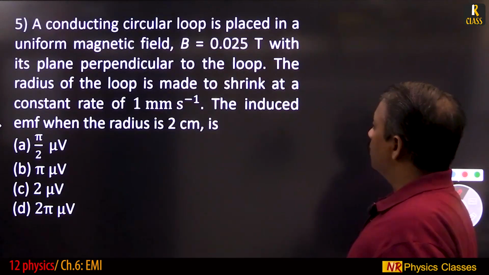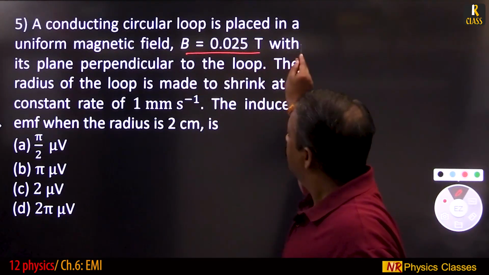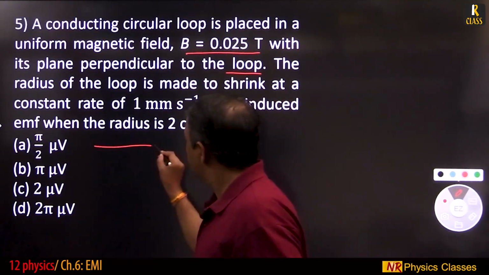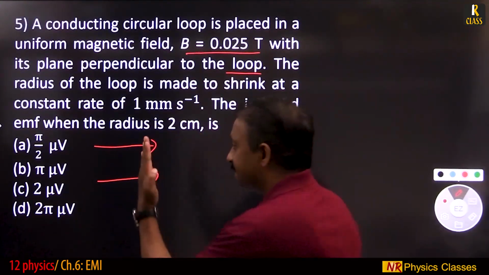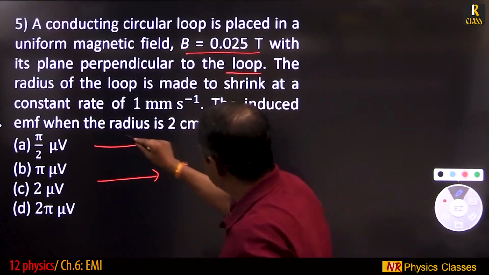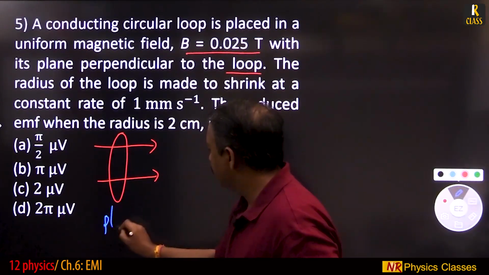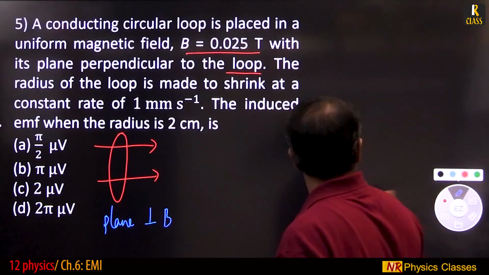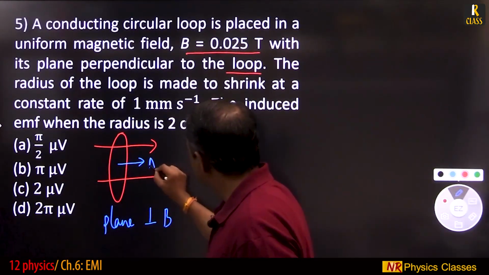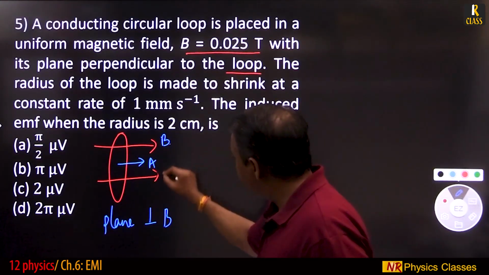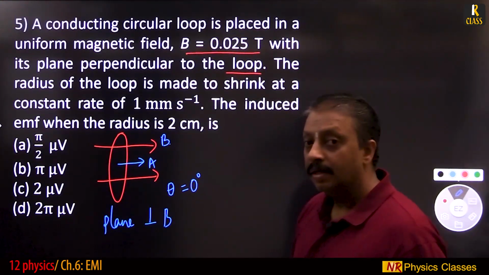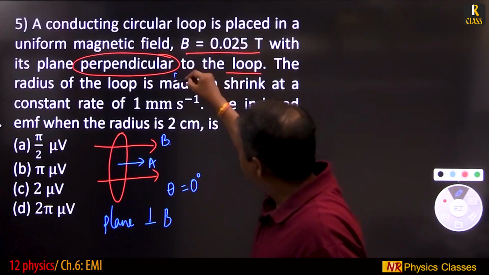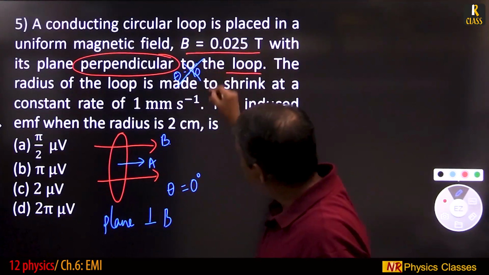A conducting circular loop is placed in a magnetic field with its plane perpendicular to the field. Plane perpendicular. See, this is the magnetic field, and this is the loop. The plane is perpendicular to the magnetic field. Then draw the area vector. This is the area vector, and this is the magnetic field. The angle between these two is 0 degrees. So when they mention plane perpendicular, students make this mistake: they consider theta equal to 90. Theta is not 90, theta is 0.